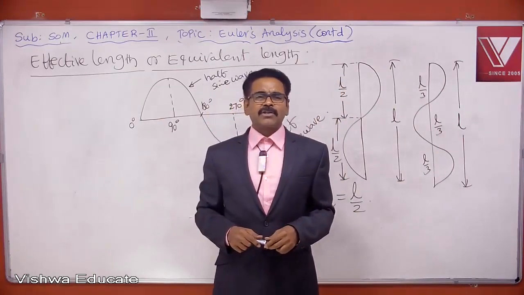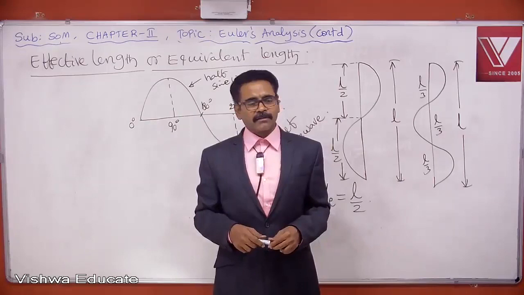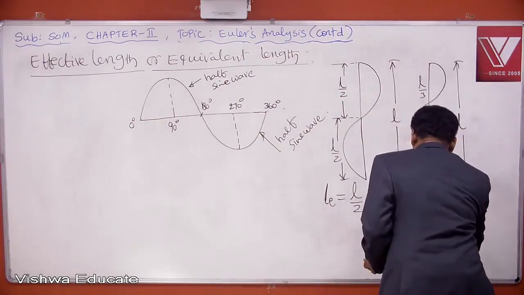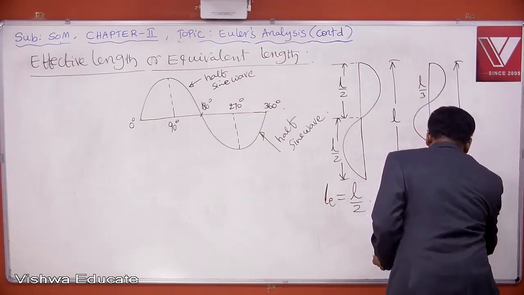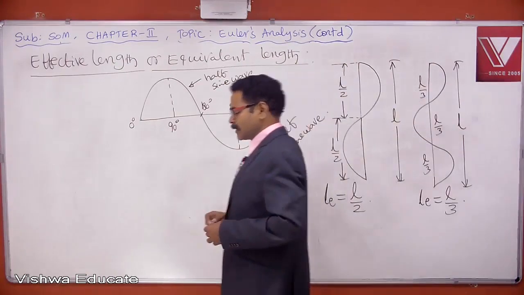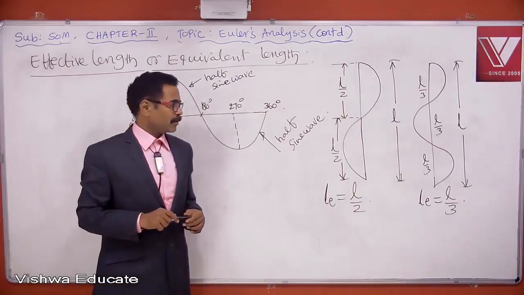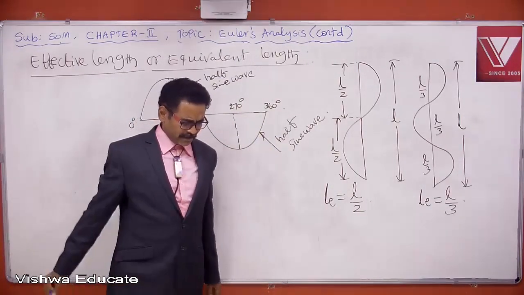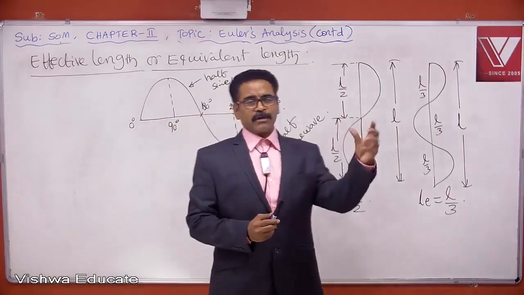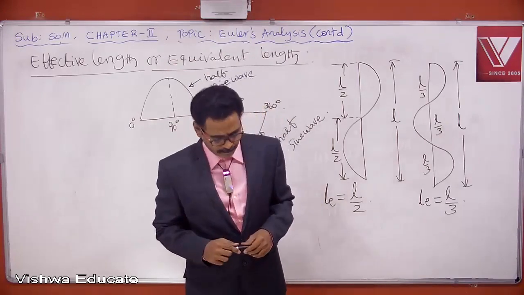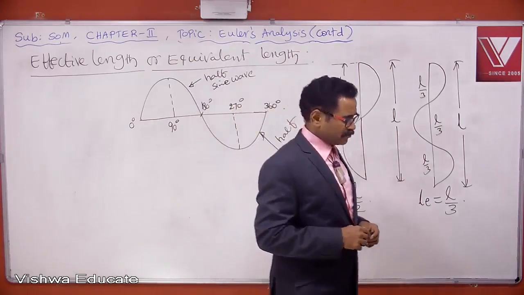Length of each half sine wave is effective length. Then what is effective length here? Effective length LE is equal to L by 3. Length of each half of the sine wave is called effective length. There is another definition of effective length. You may write it.